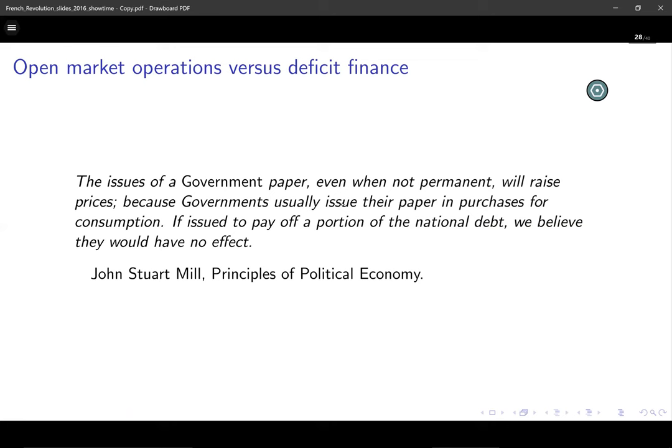So if we go to another famous economist, John Stuart Mill, he's on to the circle of ideas that we've just been talking about. He says the issues of a government paper, that means government money, money issued by a central bank, even when not permanent, will raise prices. And why will it raise prices? Because governments usually issue their paper money in purchases for government consumption. That's what he says. So he has in mind actually the French Revolution. But he says if it's issued to pay off a portion of the national debt, it will have no effect. So what he's saying is an open market operation is irrelevant, has no effect.